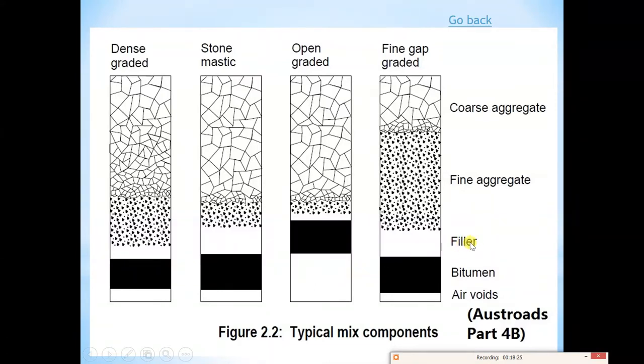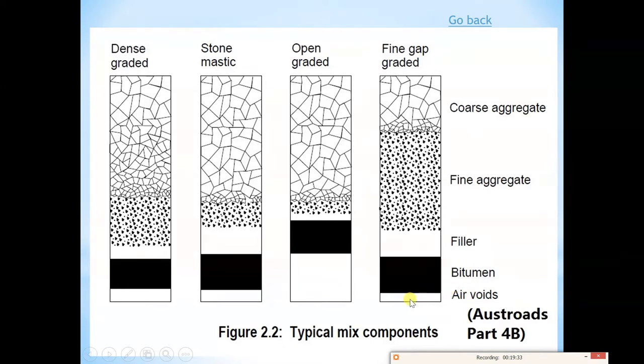For the filler, which is shown by the white portion, you can see that the ones with the most filler are the fine gap graded, and then the stone mastic asphalt, and then the dense graded has less, and the open graded has the least, the smallest amount. For the bitumen, roughly from this diagram, we can see that the ones with the most bitumen are the fine gap graded, and then the stone mastic asphalt, these two, followed by the open graded and the dense graded, which have slightly less bitumen.